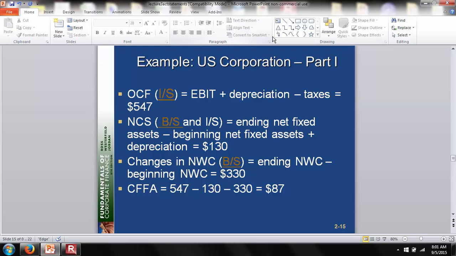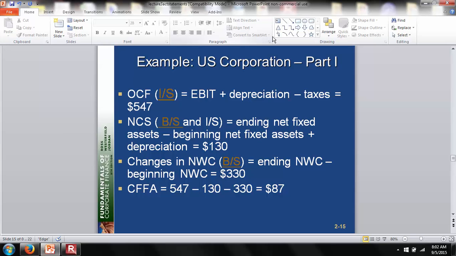Why do we add back the depreciation? The reason why we add back the depreciation is because depreciation is not a cash flow. And then we take out the taxes. What about the net capital spending? That is the ending net fixed assets minus the beginning net fixed assets plus the depreciation. So typically, if depreciation was 0, all that we have to do to find out the net capital spending is take the ending fixed assets, subtract the beginning fixed assets. We want to add back the depreciation because, again, depreciation is not a cash flow. That is mainly for accounting purposes.